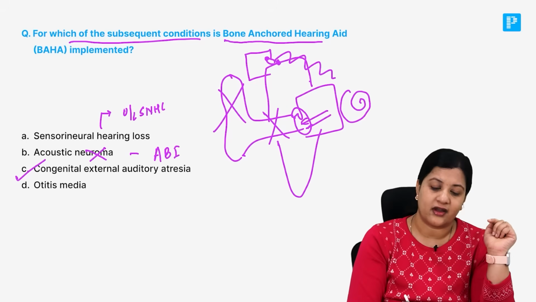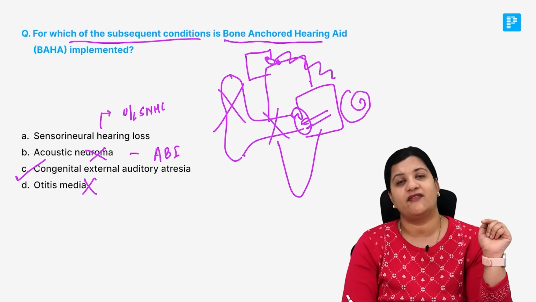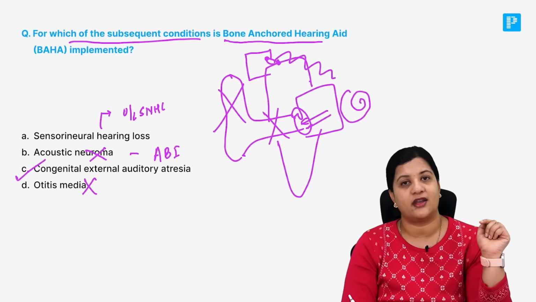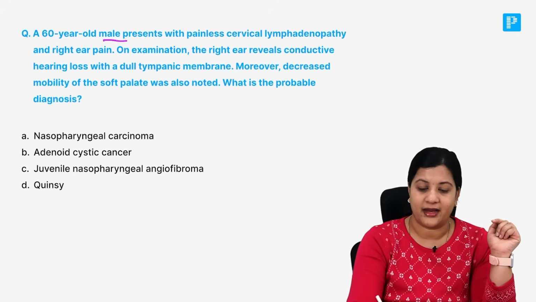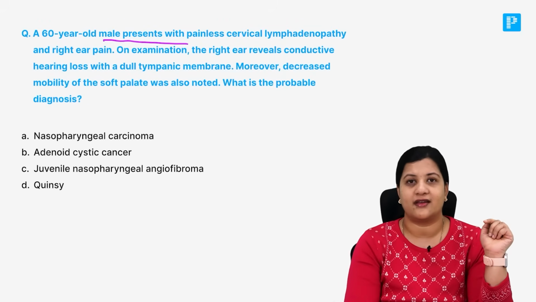Otitis media does not require any hearing aid. Basically, if it ever requires something, it is going to be myringotomy with a grommet. Let's go to the next question, where we have a 60-year-old male presenting to you with painless cervical lymphadenopathy.